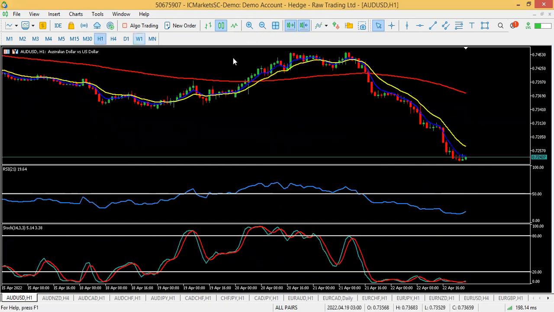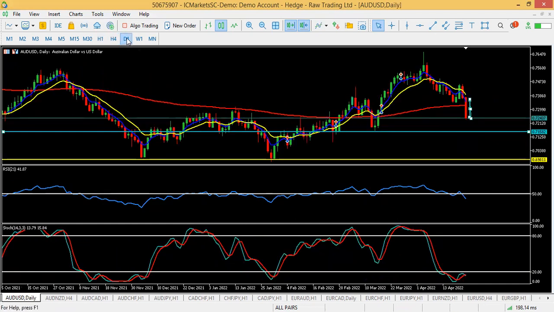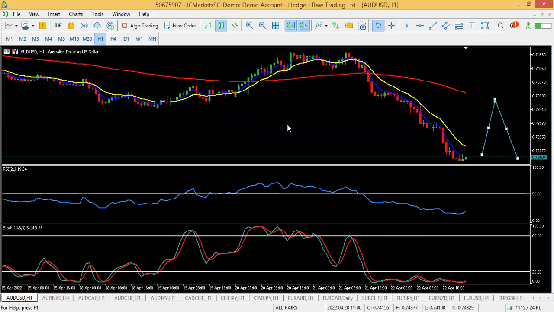According to H1, which is our entry time frame, we need to wait for this pullback, wait for the retracement, and enter the trade when it turns around to the downside. The first profit should be taken before the blue support at 0.7158. That's going to be the first target, while the second target is found at the weekly yellow support at 0.6981. So AUD/USD is good for a sell. This is going to be a good trade I'm going to be looking out for this coming week.